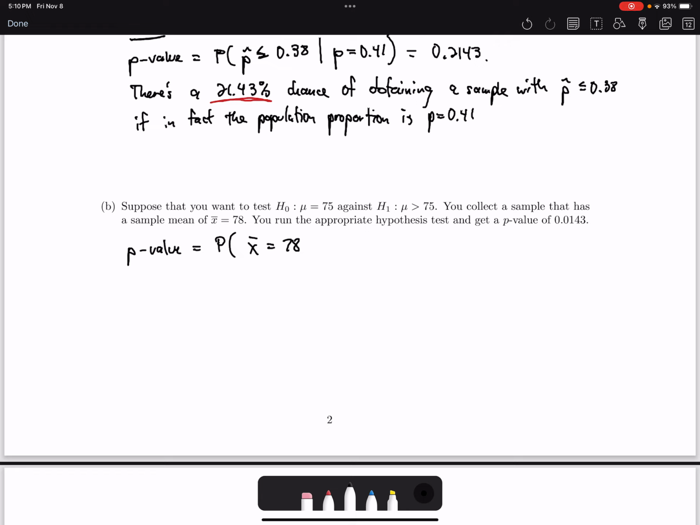In this case, we're running a right-tailed test, so something more extreme than 78 would be something even bigger than 78. So it's the probability of obtaining a sample mean of 78 or more if we assume that the true population mean is 75. We're told that there's just a little over a 1% chance of this occurring, right? 0.0143. Okay, so now you could phrase this exactly the same way that you phrased part A. You could say there's a 1.43% chance of obtaining a sample with a sample mean of 78 if, in fact, the true population mean is 75.